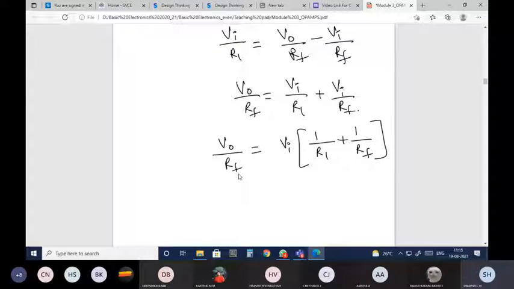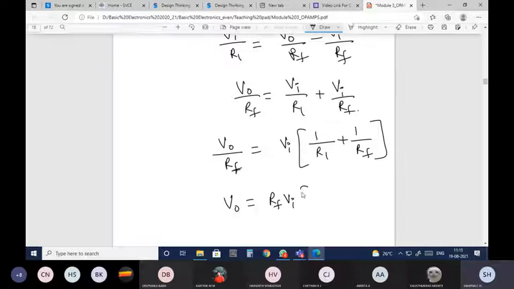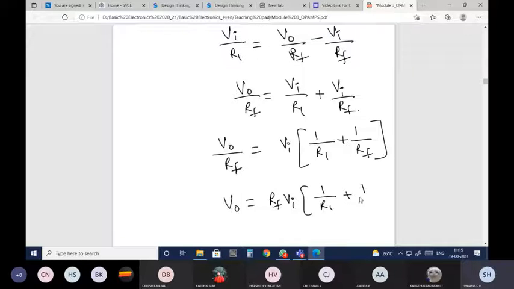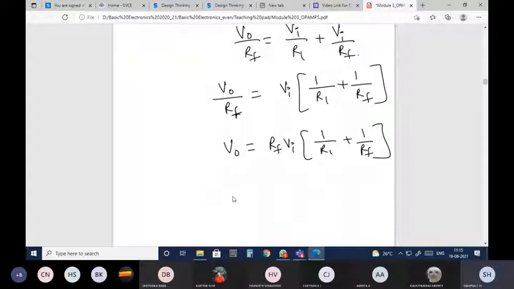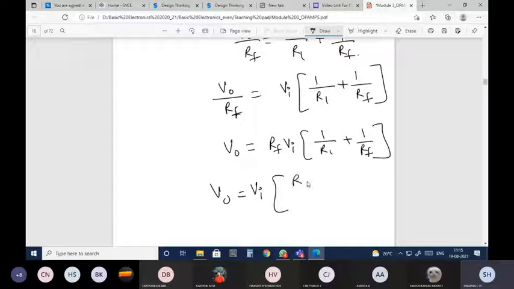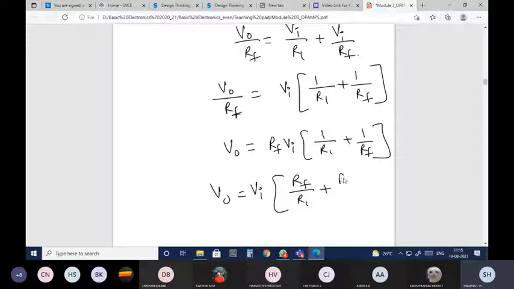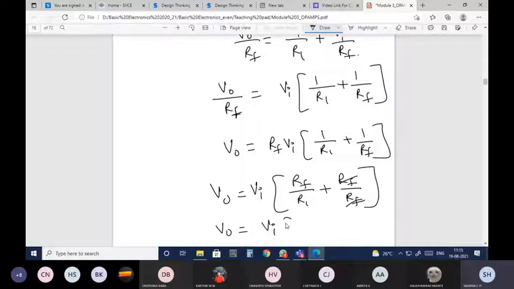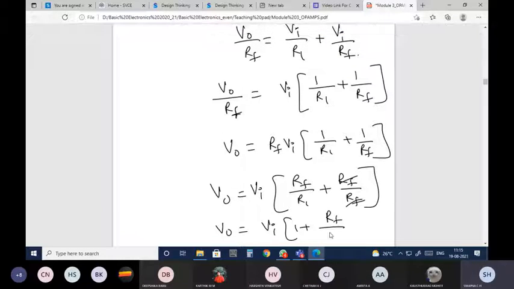I want the equation for V0, so I will take this RF to the other side. So V0 is equal to RF into VI, 1 by R1 plus 1 by RF. Now I will take this RF inside once again. So V0 is equal to VI into RF by R1 plus RF by RF. This RF and this RF will get cancelled. So V0 will be equal to VI into 1 plus RF by R1. This is the final equation.